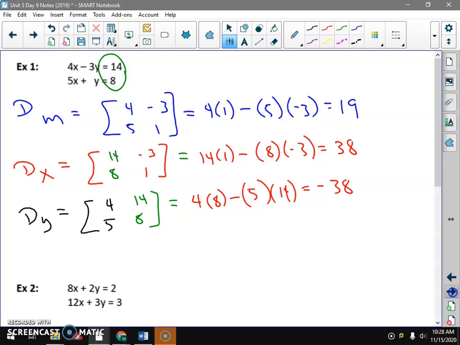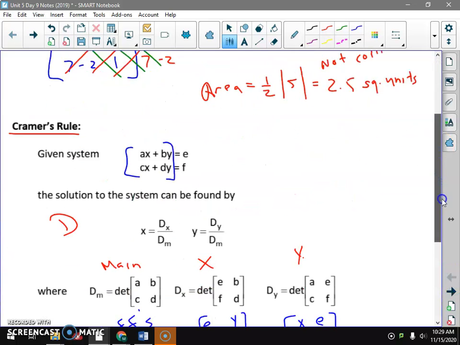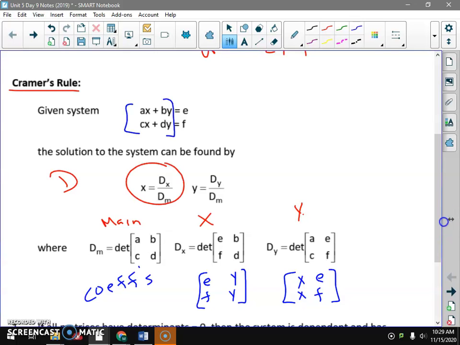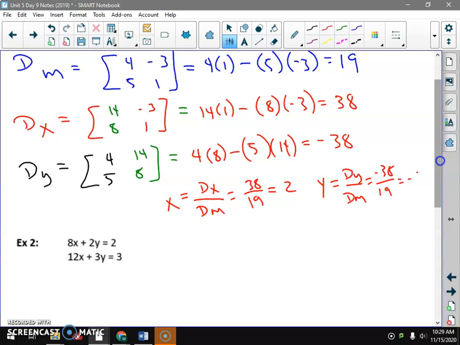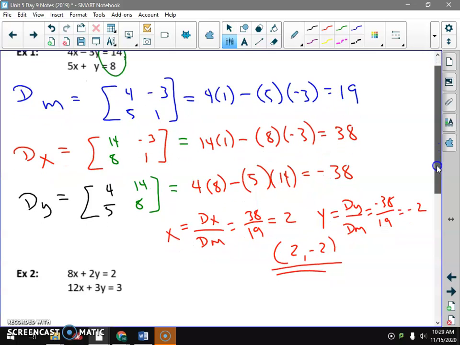And the last step, let's go back to our definition. The solution to x is the x determinant divided by the main. The solution to y is the y determinant divided by the main. So what's x? Dx over Dm, 38 over 19, x is 2. What's y? Dy over Dm. Negative 38 over 19. Y is negative 2. Solution 2, comma, negative 2. You could check it in both equations. Plug in nicely, and they both work.